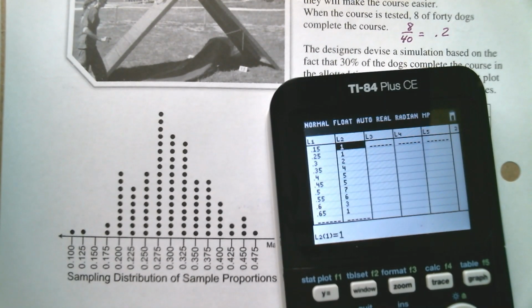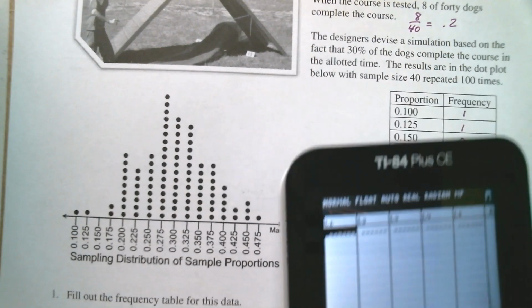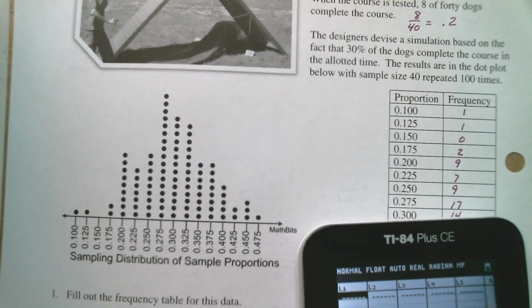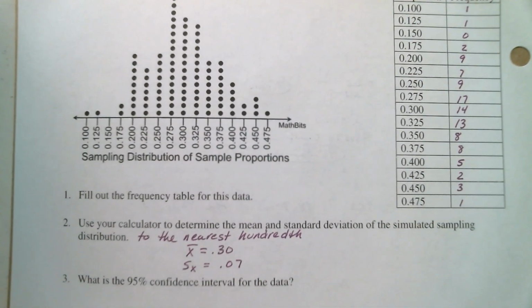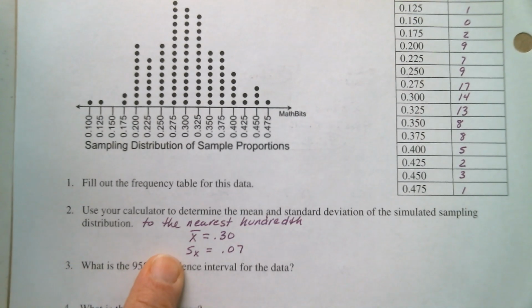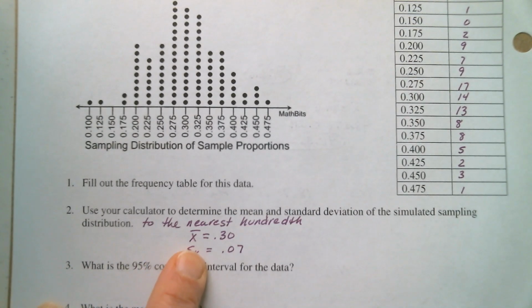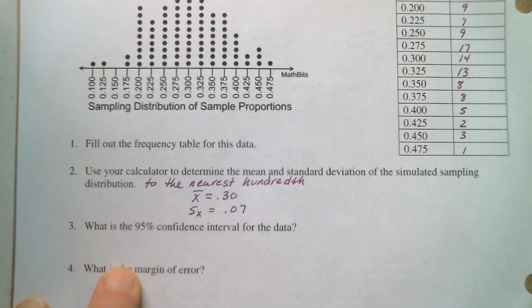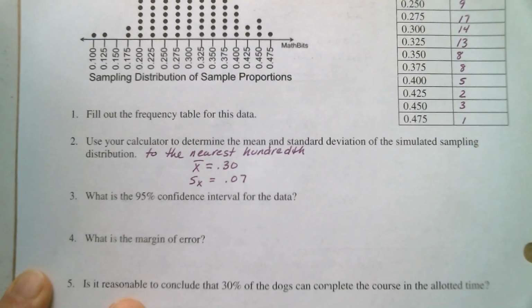Stat edit, completing both list 1 with the proportion values and then list 2 with the frequency. But if you don't have a calculator, then there are the answers to number 2. The mean rounding to nearest hundredth is 0.30 and the standard deviation to 0.07. But then you can answer the remaining 3 questions on that page.